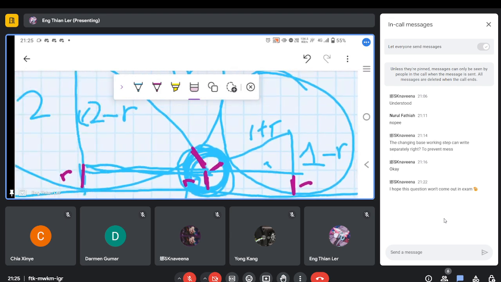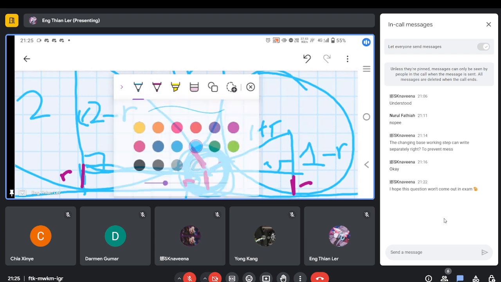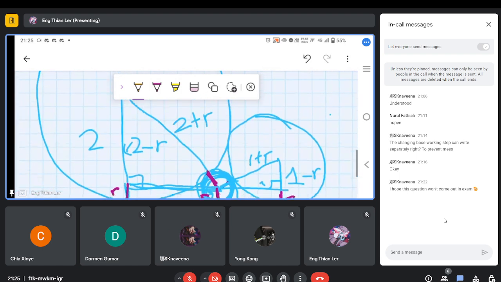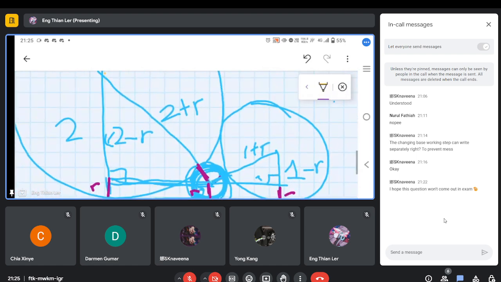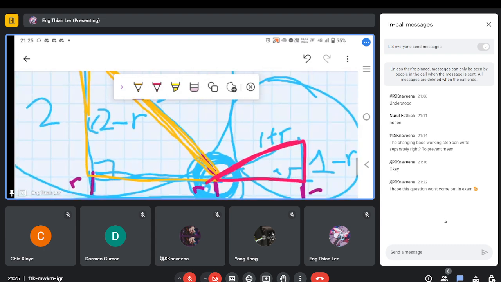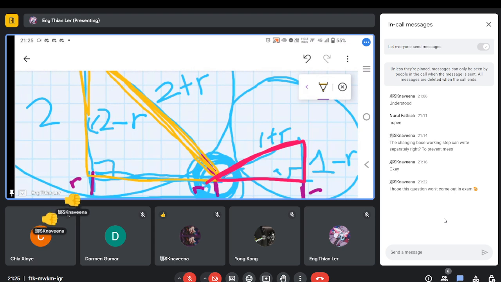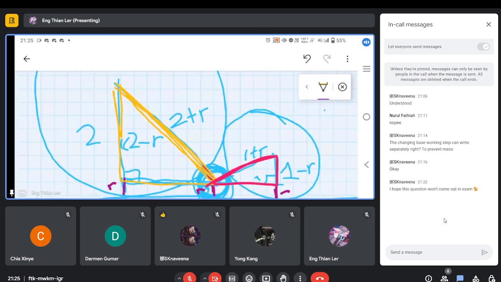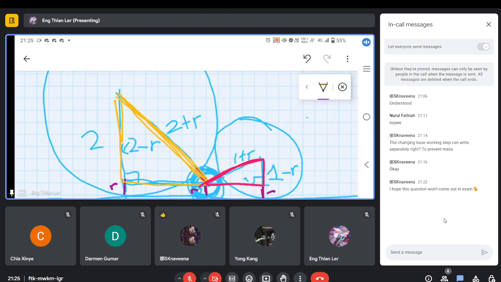And now we have two triangles here. If you didn't see, we have 2 right angle triangles. I'm going to use a different color because it will be very blurry. This is the first triangle here. And the second triangle here. Can you all see 2 triangles? Okay, good.